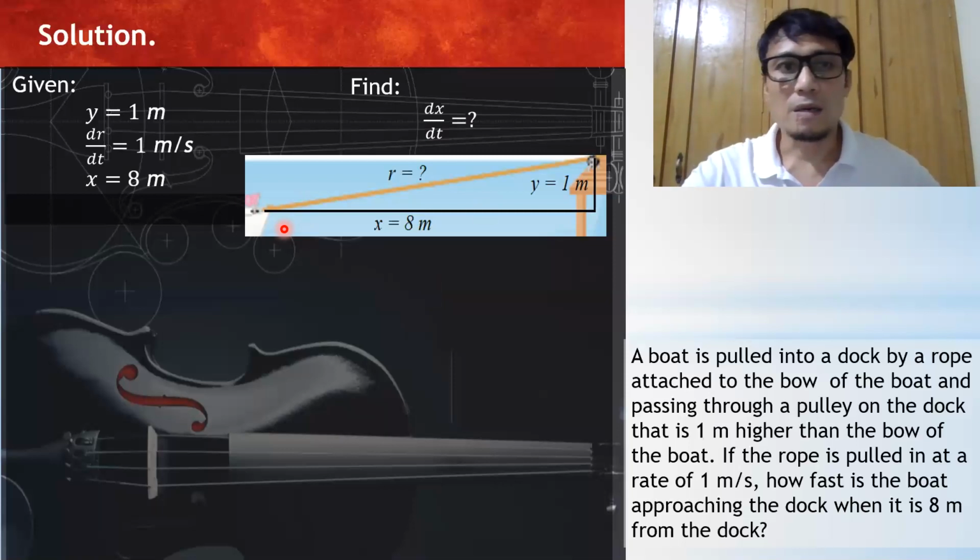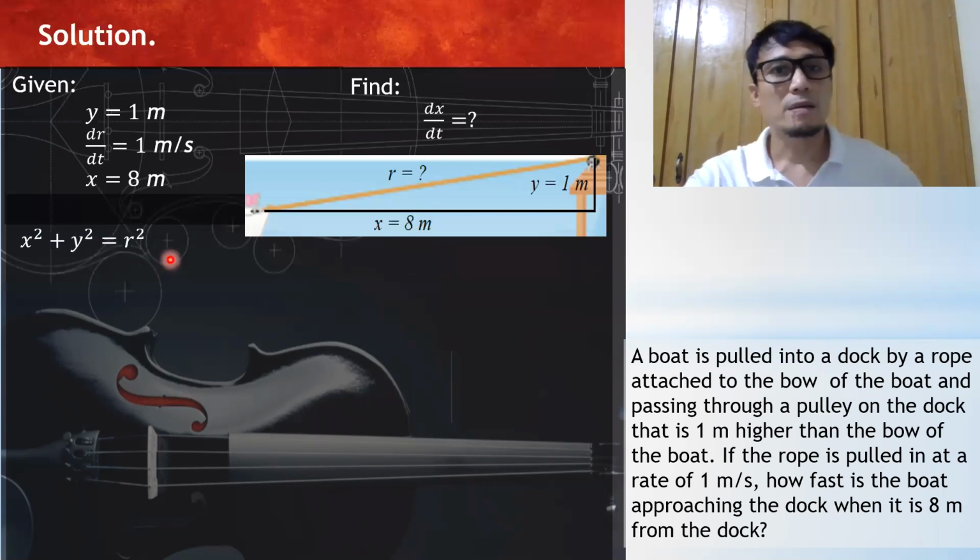Okay, so let's obtain a working expression from this relationship, from this diagram. This diagram suggests that we have x squared plus y squared equals r squared, right? Using the Pythagorean theorem, okay?